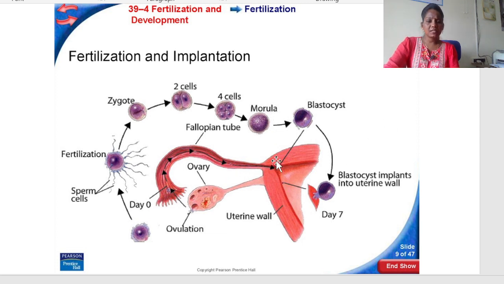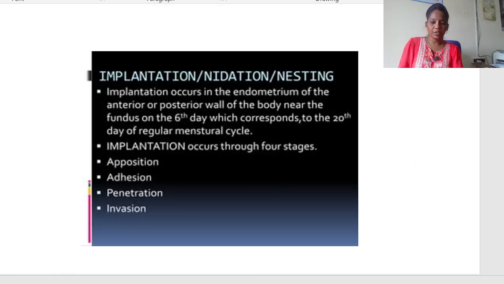So all these stages occur in the fallopian tube only, and this blastocyst implants in the uterine wall on day 7. So it travels in the fallopian tube for 6 days after conception, then slowly reaches the uterine wall and attaches on the 7th day. On the 7th day, that's a very important point. So this is all about fertilization. Next we will see implantation.